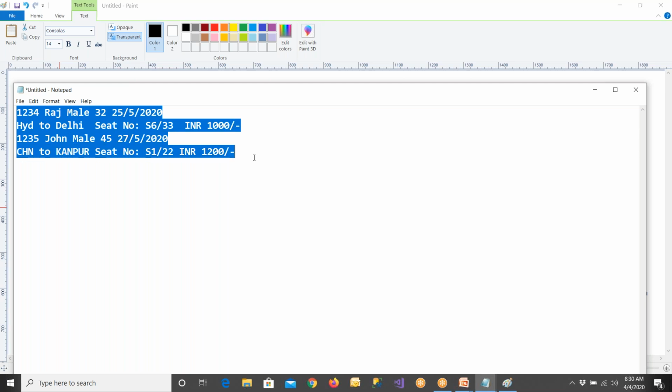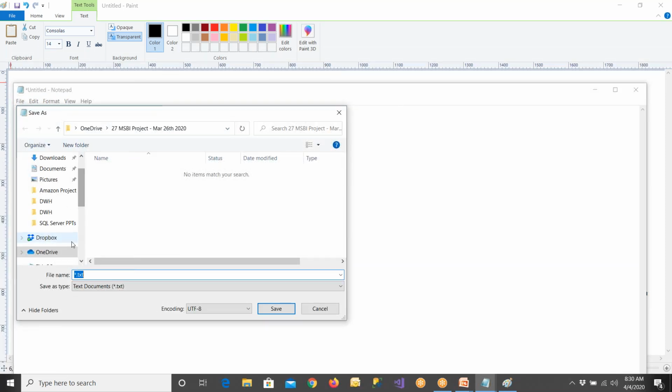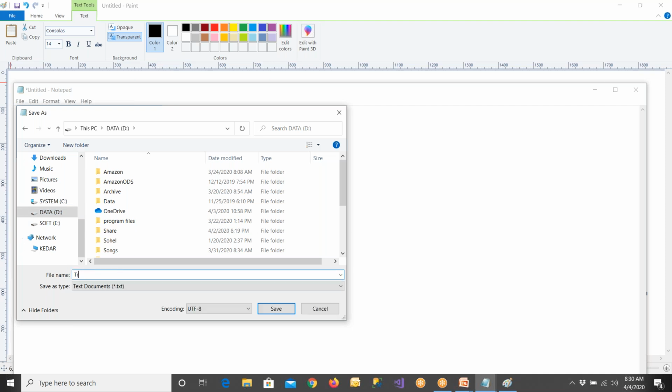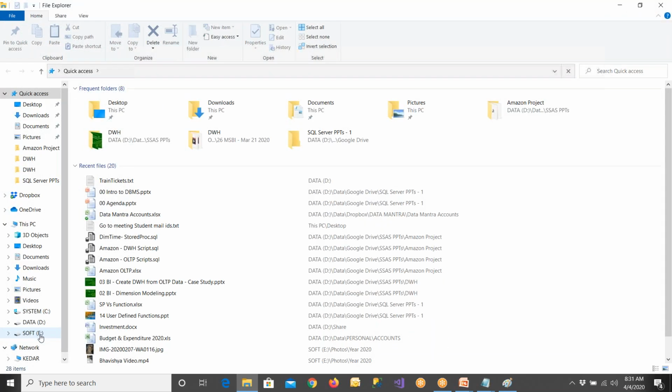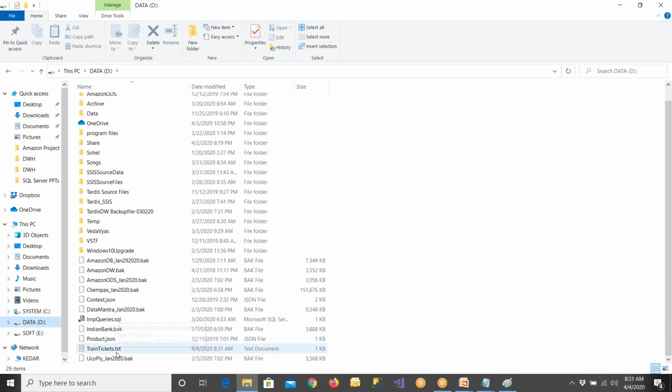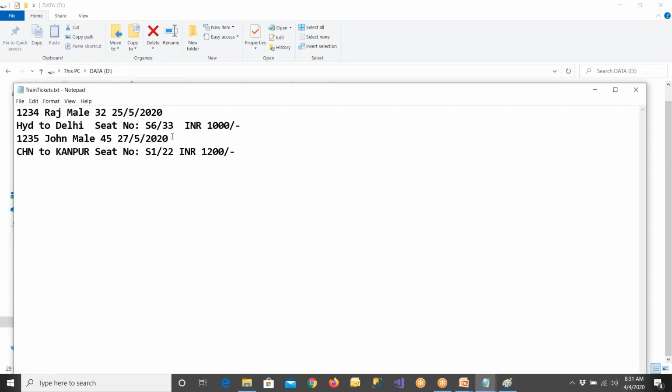I'm storing all the data, so this data has to be stored somewhere, right? So people have to save this file. I may be saving this file on the D drive, and I'll call it train tickets. Train tickets is the information, so I should be able to store it in .txt format. So it has been stored in a flat file. Flat file means, I told you, a completely Notepad data. So this is how people are storing the data. There is no issue at all.